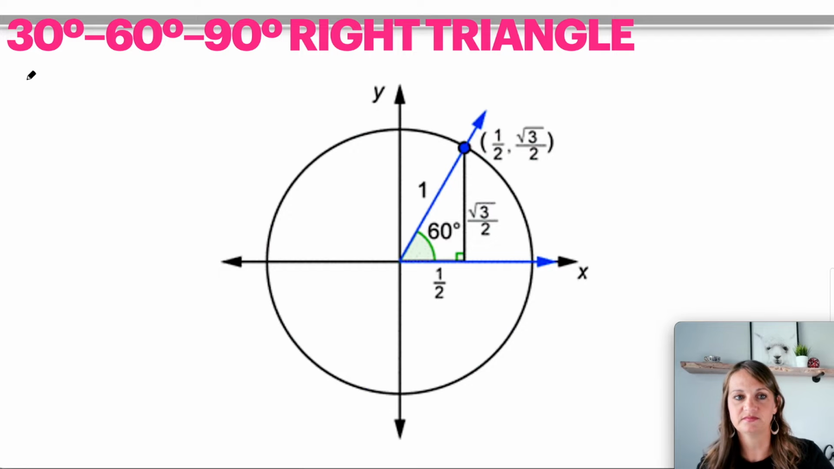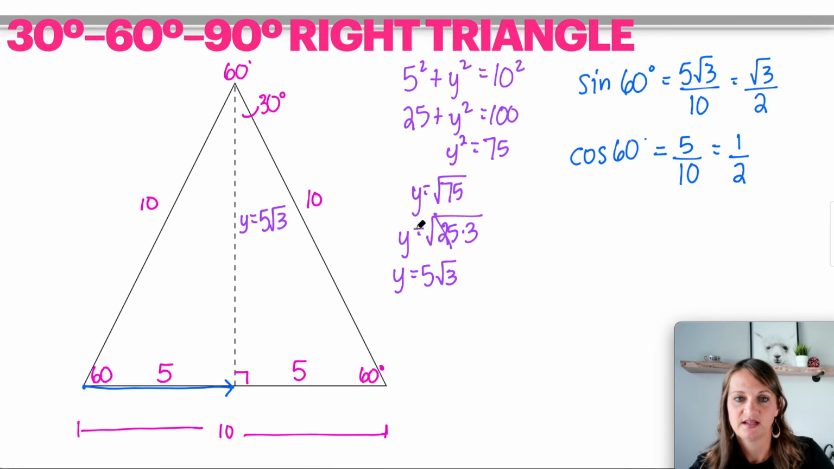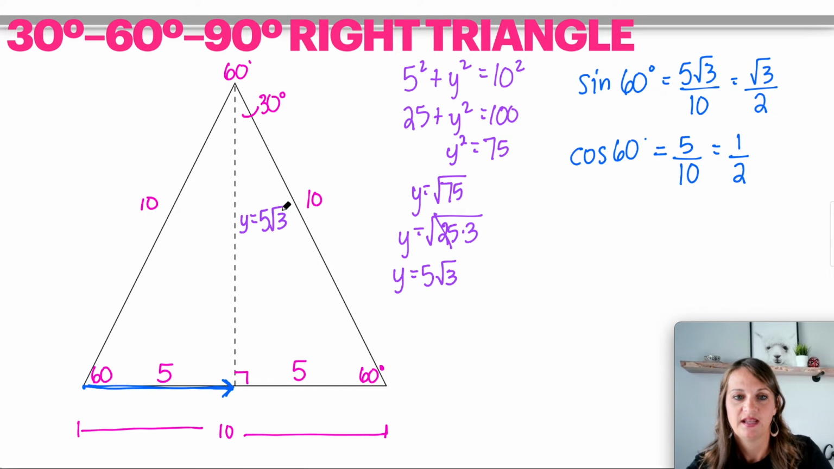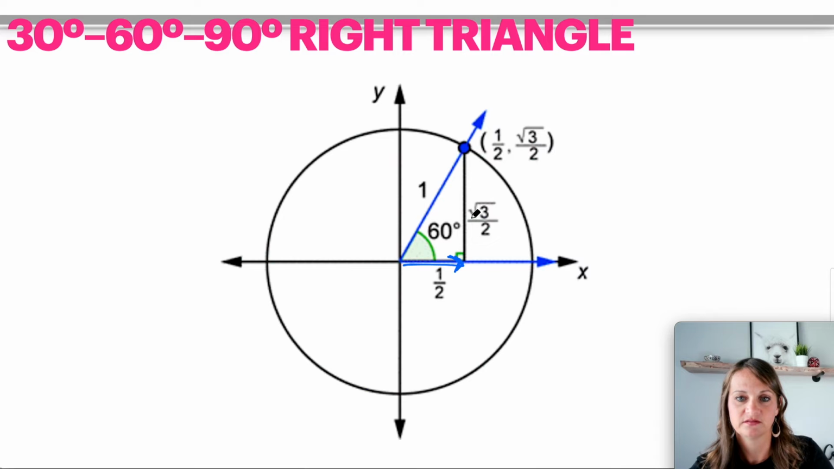Because if this is 1, in a 30, 60, 90 triangle, this is going to be half of it, and this is going to be half of it times the square root of 3, no matter what. Again, to get from here to here, it's adjacent over hypotenuse. 5 divided by 10 is 1/2. That is why you have 1/2 here. And then to go up, it would be 5 square root of 3 over 10, and 5 over 10 is 1/2 times the square root of 3, and that's why it is square root of 3 over 2. Because, again, the radius is 1.